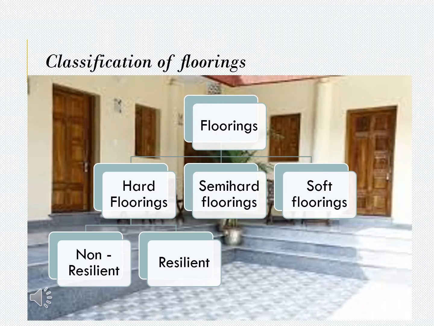So let us understand the basic classification of floorings. To begin with, there are hard floorings, semi-hard, and soft floorings. Hard floorings are further classified as non-resilient and resilient floorings. The term resilient implies that though the flooring has a certain amount of flexibility and will give or bend beneath the feet, it will come back to its natural shape. On the other hand, a non-resilient floor finish resists denting because of its hardness.